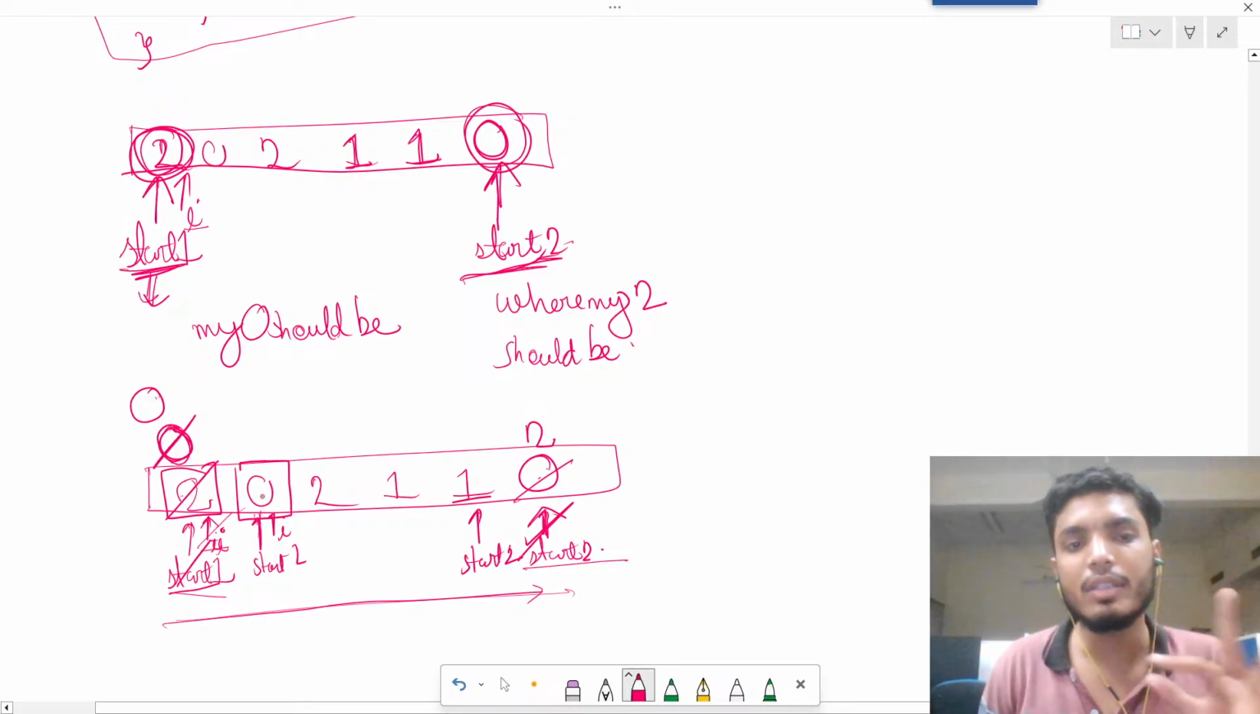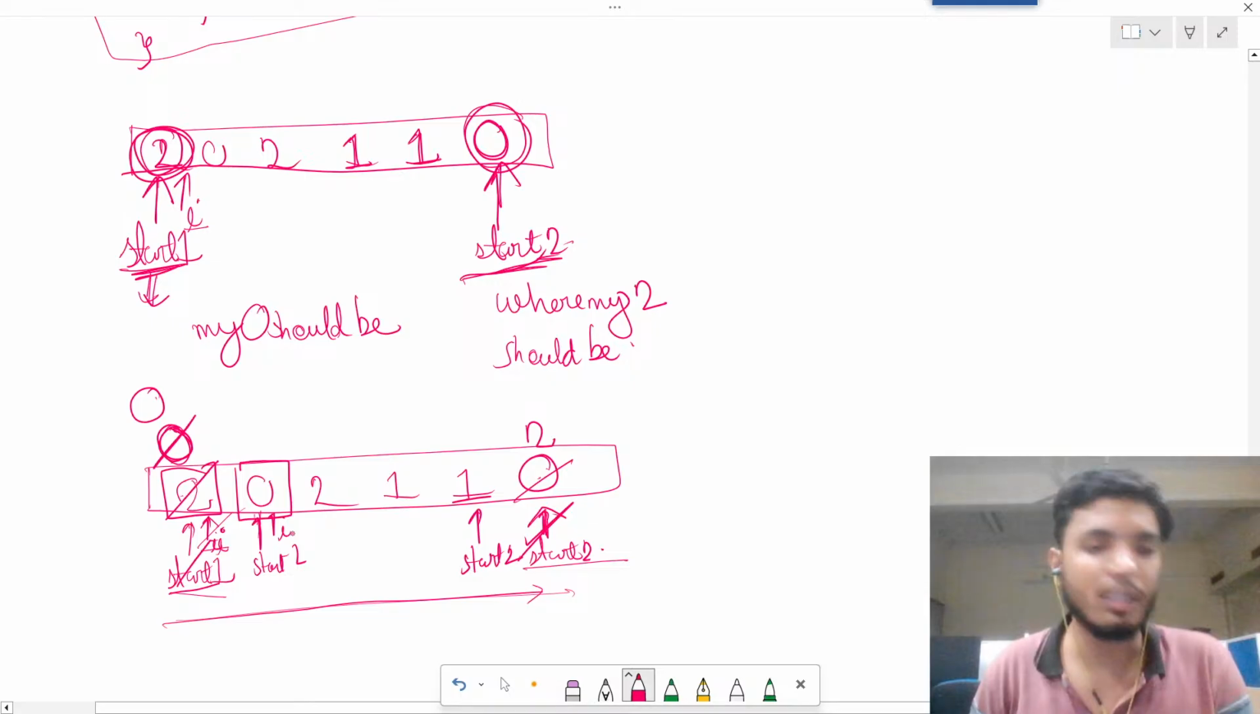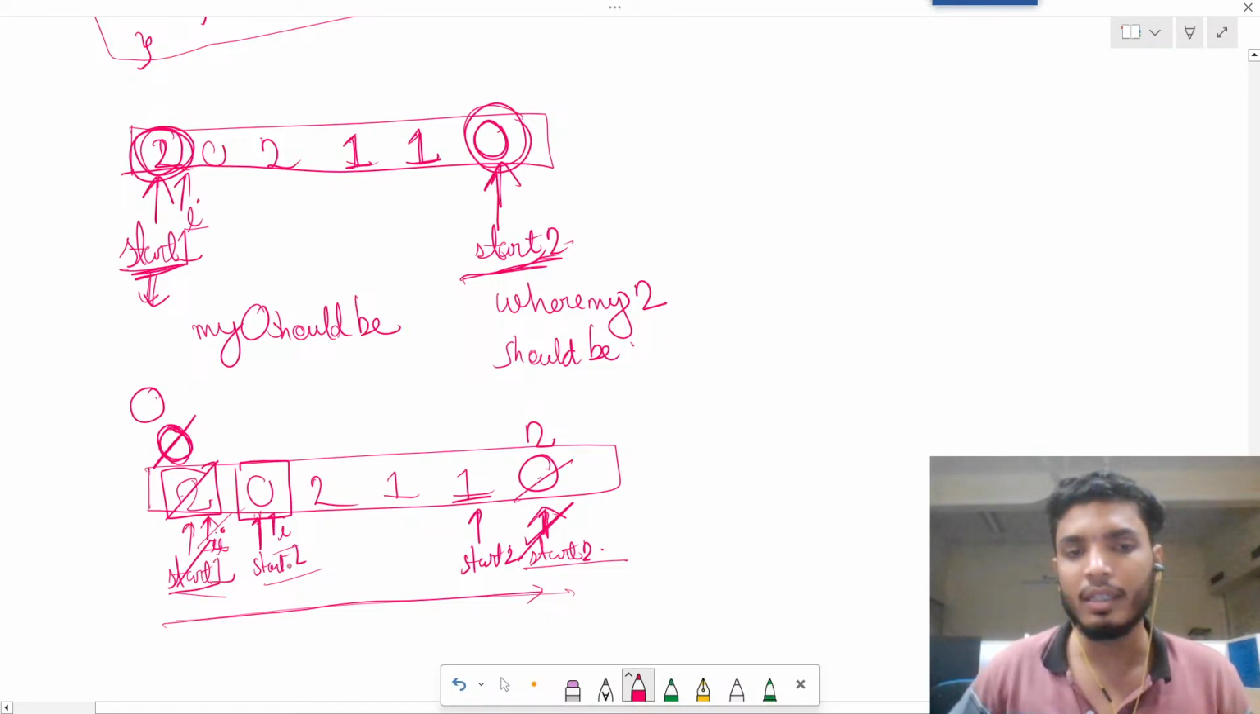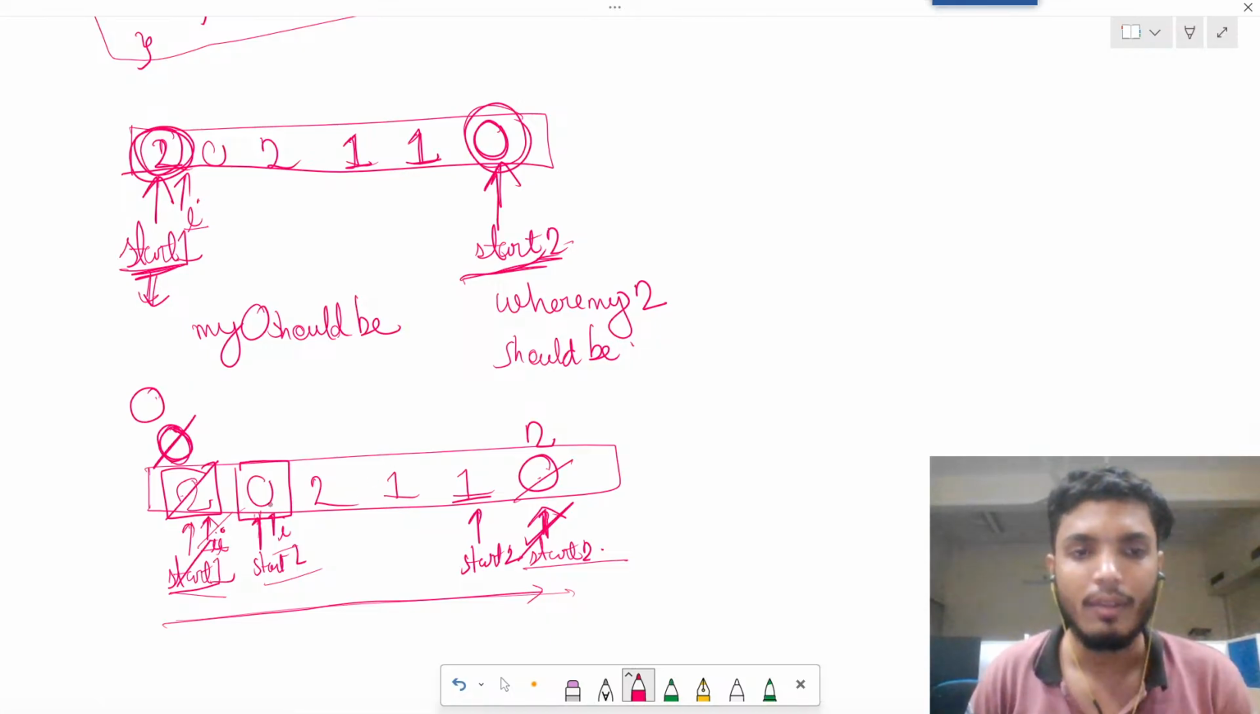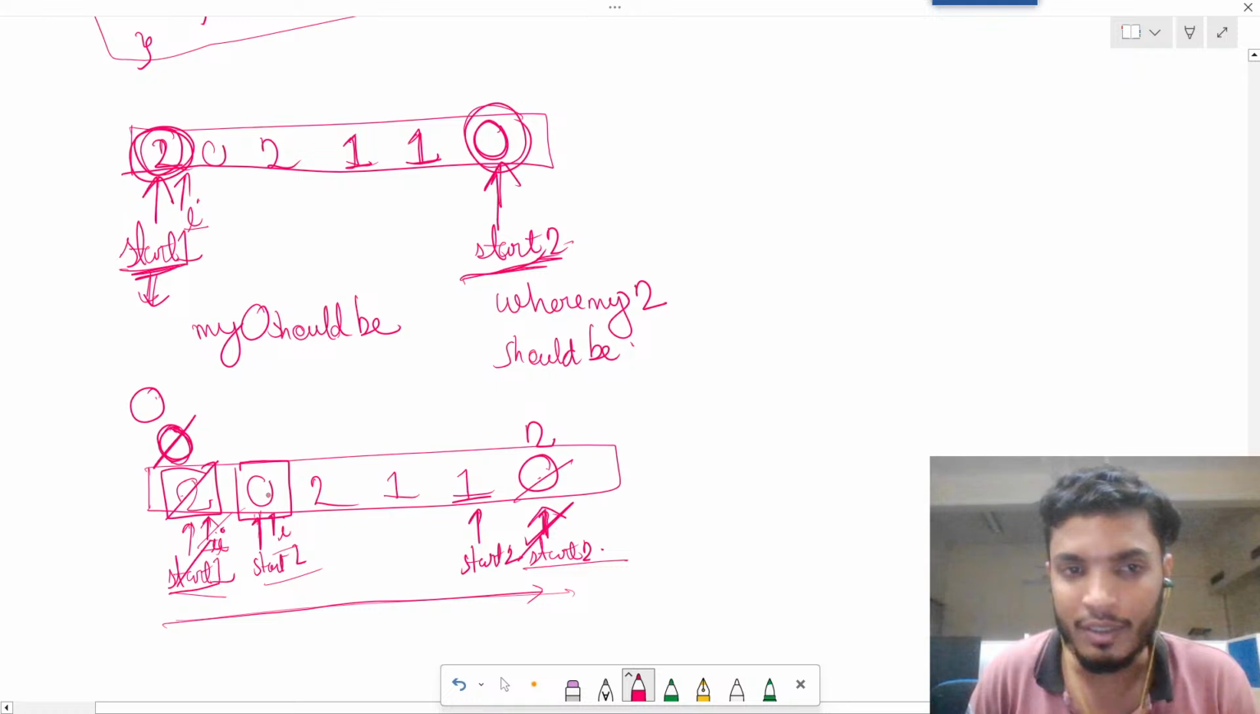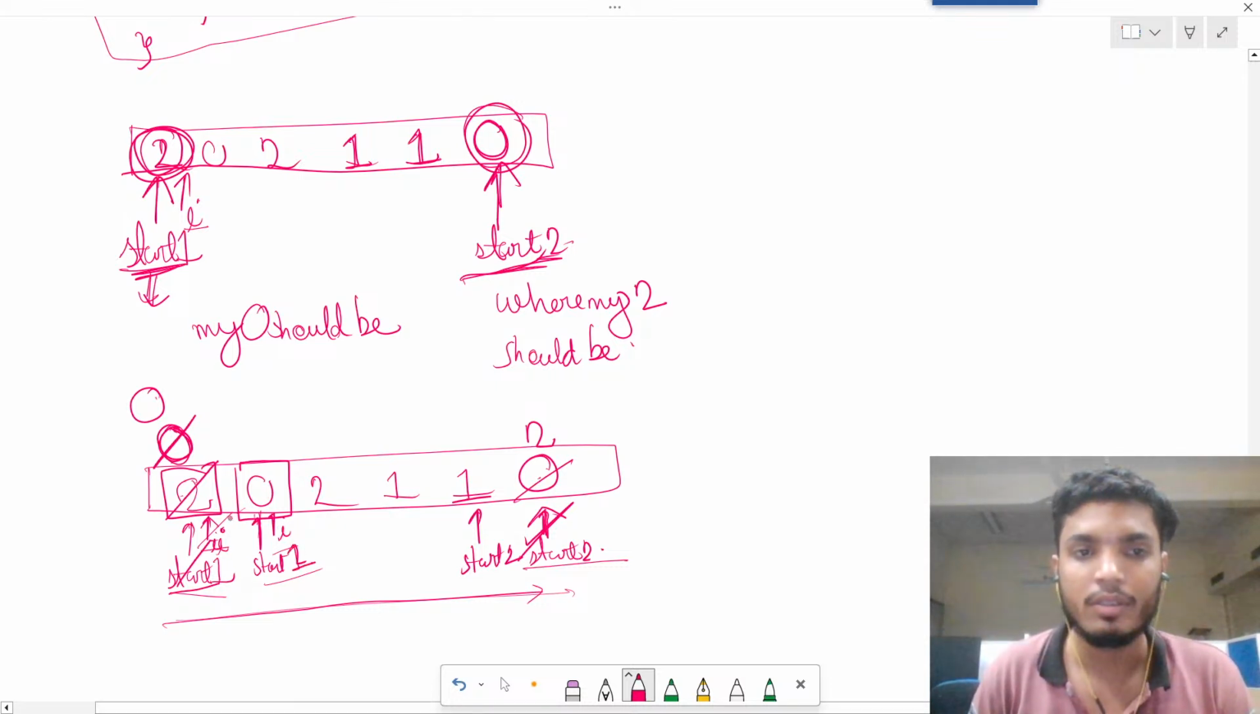So if it is 0, what I need to do, don't think about the index, just think if I am getting 0, I will swap ARR of I and ARR of start 1. So I'll simply swap this.